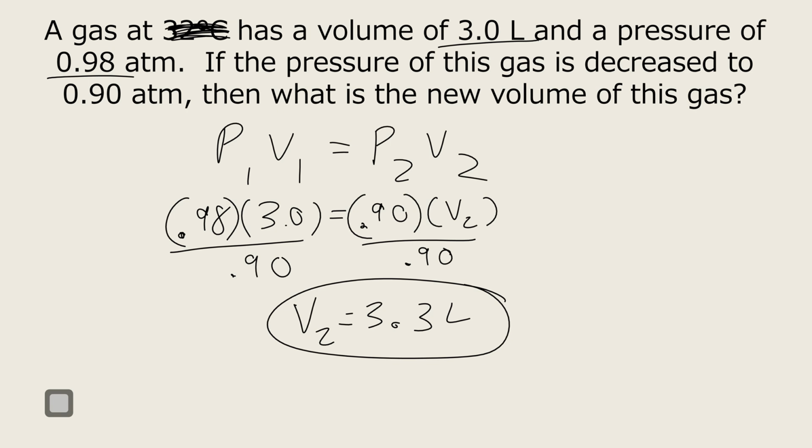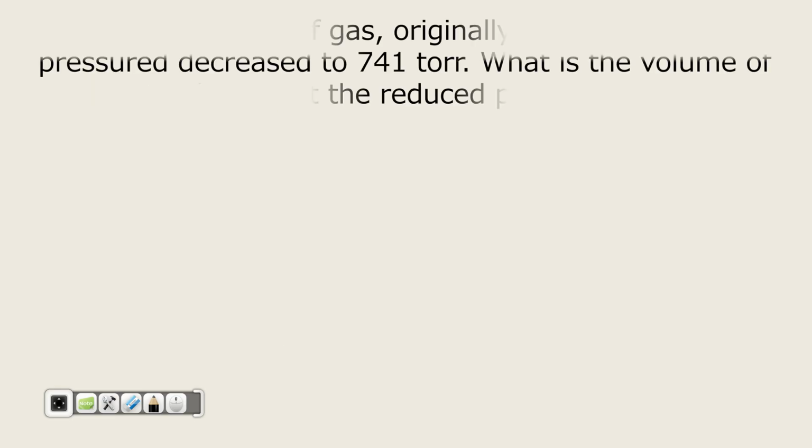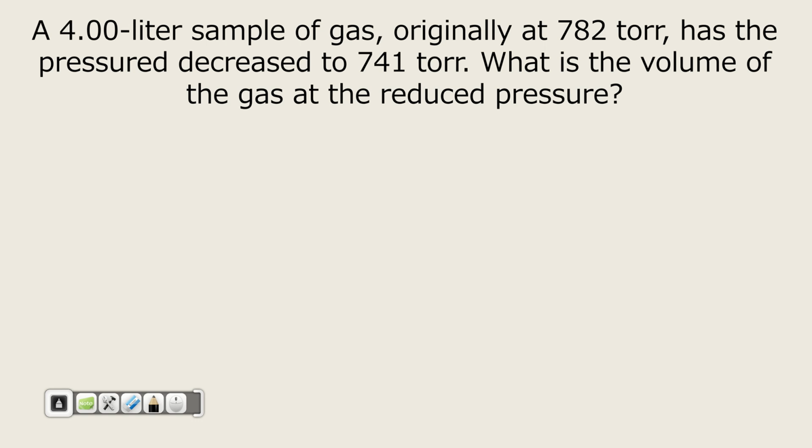Again, does that make sense? My pressure is going down, which means my volume must go up. All right, one more. A 4-liter sample of gas originally at 782 torr has the pressure decreased to 741 torr. I don't know why we're solving for volume over and over again, but it doesn't matter. I mean, if you had to solve for pressure, I'd give you another volume. Okay? So, this one we don't even have to deal with any temperature. And I'm in torr, but that's fine. Leave it. They're both in torr.